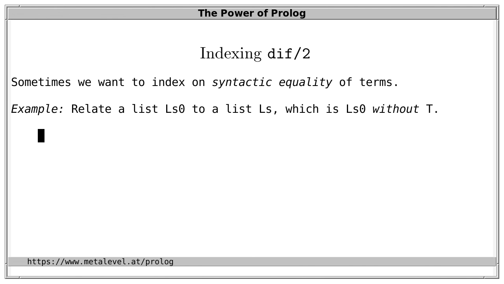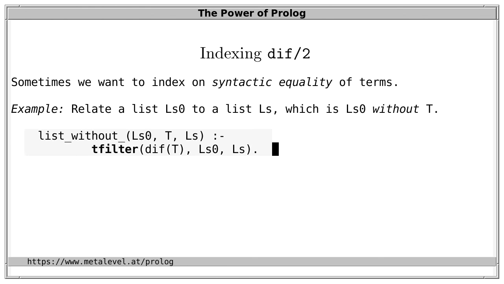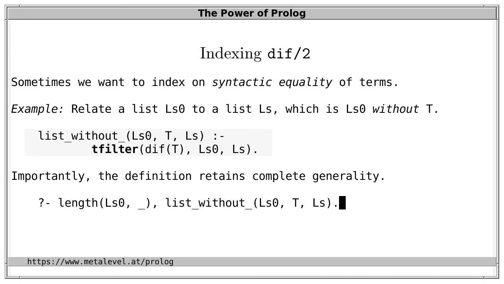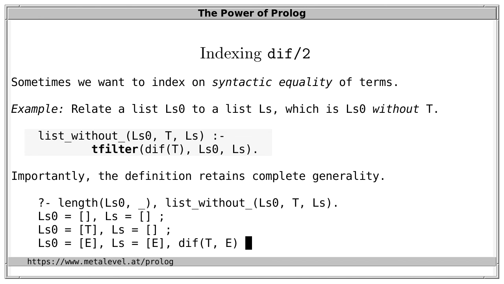And further, we can shorten this all using the dedicated meta predicate tfilter. The list ls0 without t is ls if ls comprises all elements of ls0 that are different from t. And importantly, the definition retains complete generality. So we can, for example, use iterative deepening to generate answers for increasingly longer lists. And on backtracking, we get a fair enumeration of answers.